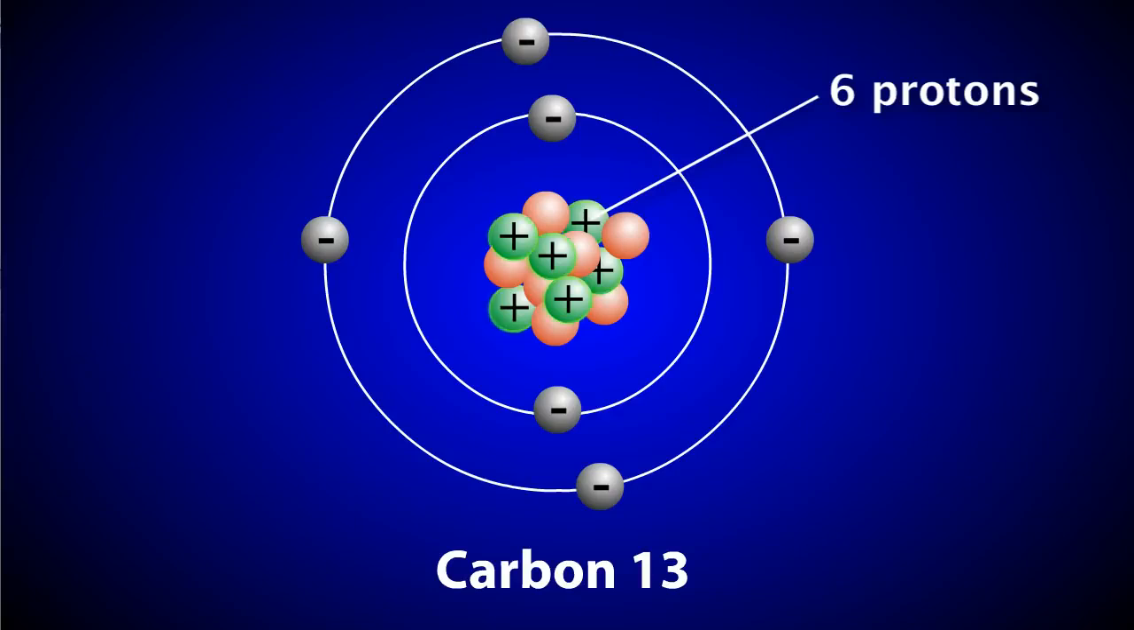Notice that while the number of protons in carbon-13 remains at 6, the number of neutrons has increased from 6 to 7. This gives the carbon atom a slightly higher atomic mass than carbon-12, but chemically, carbon-13 still behaves in the same manner as carbon-12. Another carbon isotope is carbon-14. Carbon-14 has the characteristic 6 protons found in all carbon atoms, but in this case it has 8 neutrons.